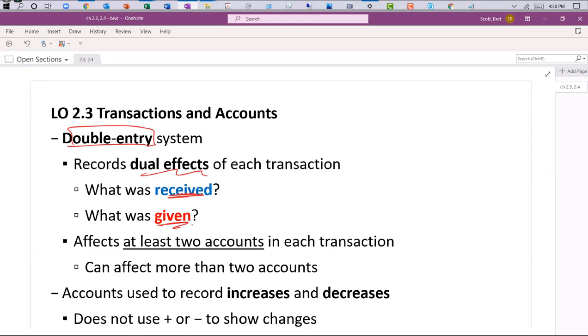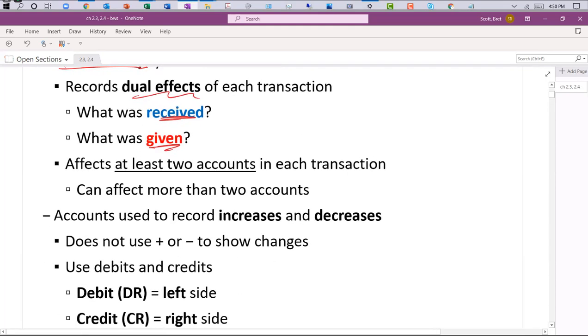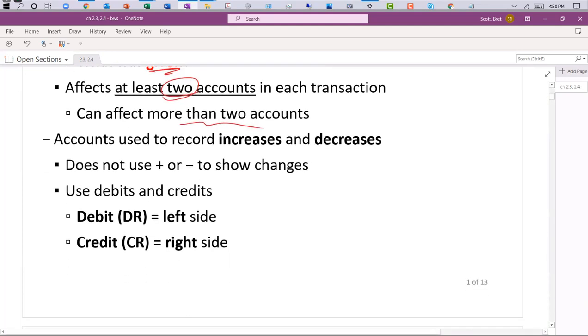That helps to make sure that we make few mistakes. This is a system that's been around for about 6 centuries now. It seems to be working pretty well. So it's important that you understand the process of how we do this. Realize that when we're recording what was given and what was received, we're going to affect at least two accounts each transaction. Some transactions require more accounts, but if you go back and recall from the previous class, when we issued stock, we got cash. Cash would be an account. Common stock was an account. So we're going to have at least two accounts that we adjust for each transaction.